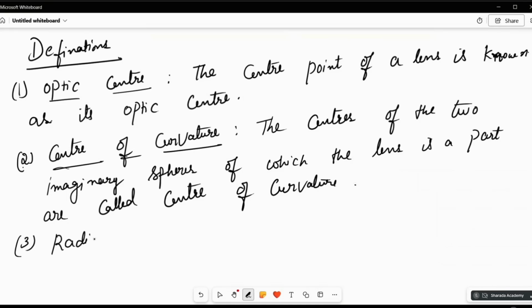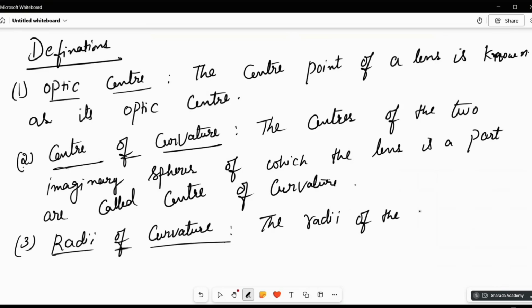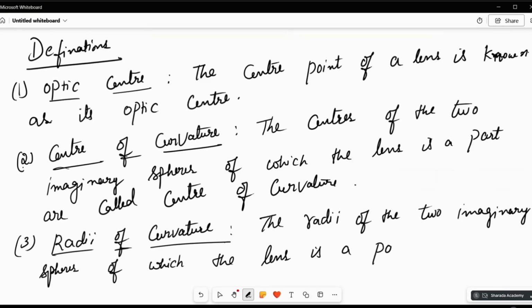Then comes the radii of curvature: the radii of the two imaginary spheres of which the lens is a part are called radii of curvature.